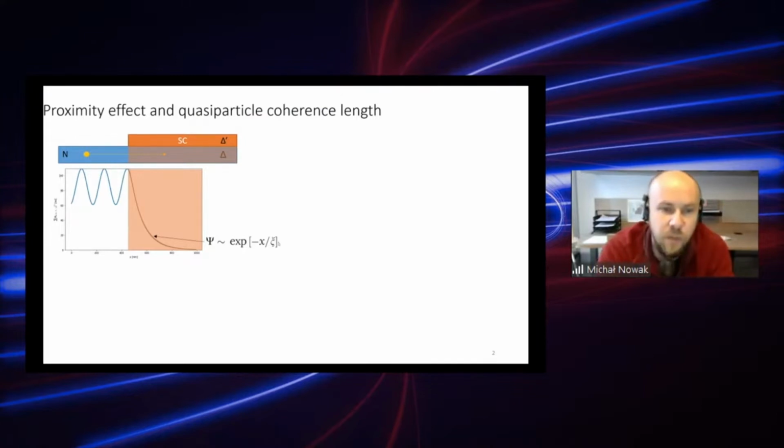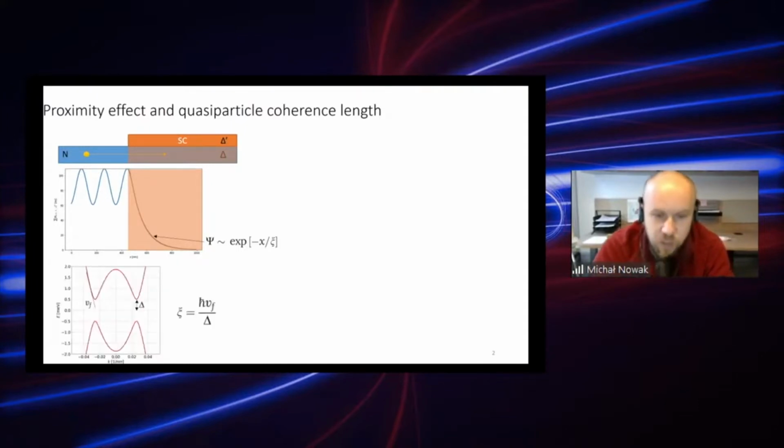So this is very similar to the superconducting coherence length that determines how deep into the superconductor the quasi-particle can enter before being Andreev reflected. And again, similarly to superconductors, this quasi-particle coherence length is determined by the Fermi velocity of the quasi-particles and the size of the induced gap, as shown here.